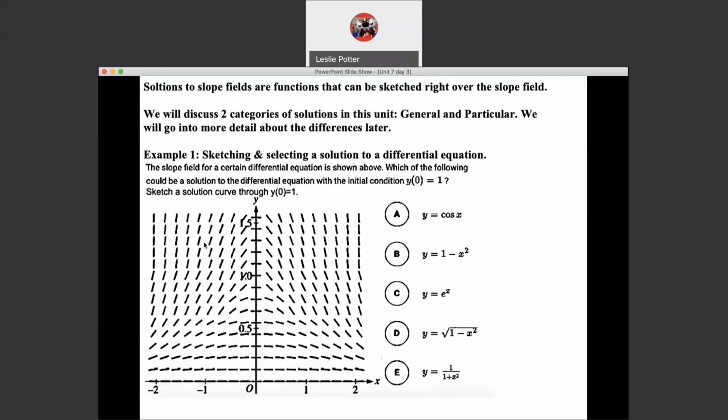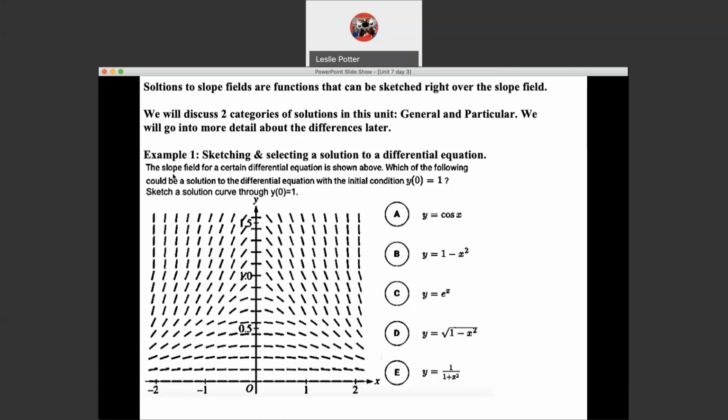Okay, so let's look at this first example, sketching and selecting a solution. This is distinctly different than what we were doing in the last lecture. In the last lecture, we were selecting a differential equation. So we were looking at an expression for the differential equation, knowing that it was the slope, and matching it up with the slopes that we saw on the slope field. In this situation, we're looking at a slope field and saying, let's sketch a possible solution and then look at that solution and match it up with a function. Once we sketch the solution, we stop looking at the slope field.